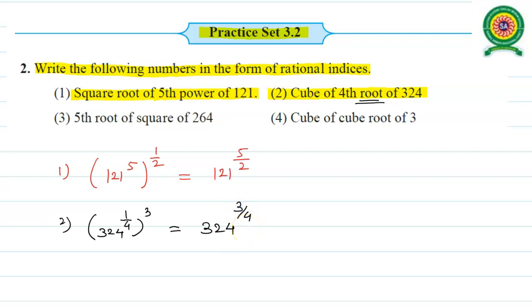Now look at the third sub question. 5th root of square of 264. Now we have been given firstly the root, so try to be focused. 5th root, that means 1 by 5 be the power of whom? Square of 264. We can write it as 264 to the power 2 into 1 by 5, that means 2 by 5.